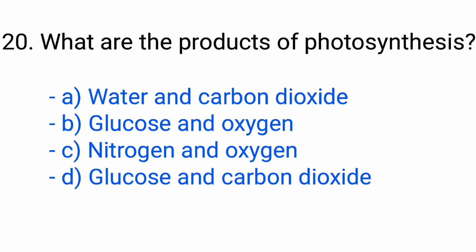Question number 20. What are the products of photosynthesis? Option A, water and carbon dioxide. B, glucose and oxygen. C, nitrogen and oxygen. D, glucose and carbon dioxide. The correct answer is option B, glucose and oxygen.